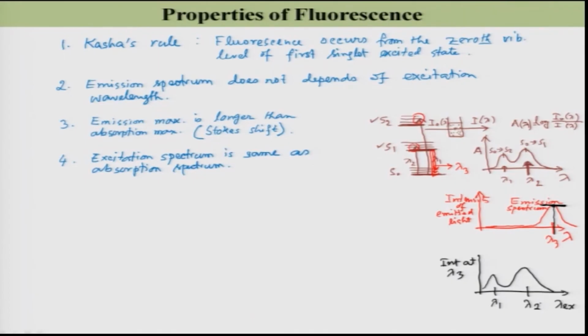And the fifth one, the final one, is that the emission spectrum is a mirror image of absorption or excitation, because they are the same. Right, that is what we have already seen, we have already discussed. And with this, let me finish this lecture, and the next day we will continue from here. Thank you very much.